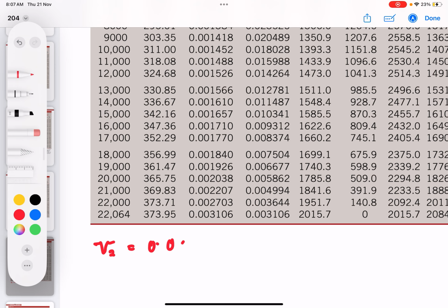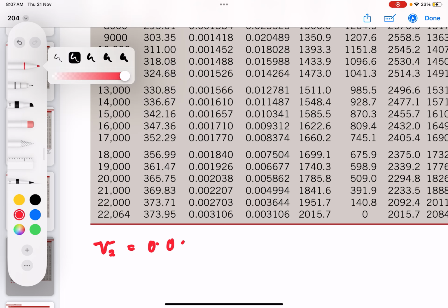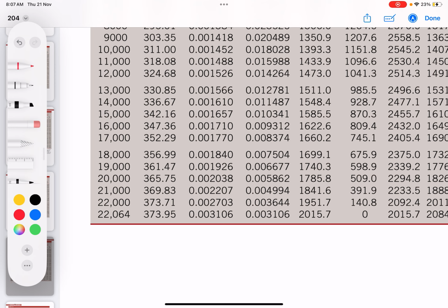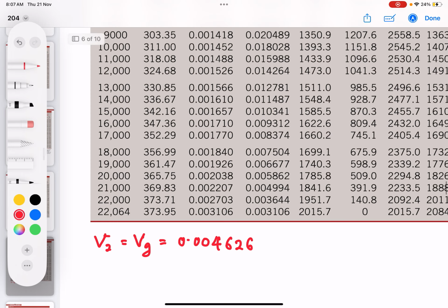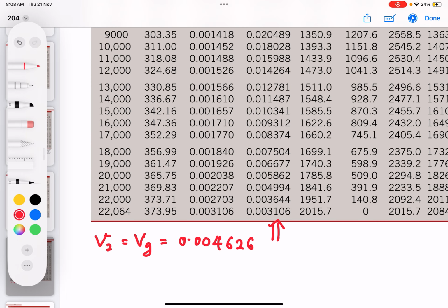What happened? Oh gosh. My V2 was actually equal to Vg, which is equal to 0.0046. Is it 64? No, 4626. So it should be 4626. I want this value. Yeah, saturated vapor value. So 4626 should be located in between these two.